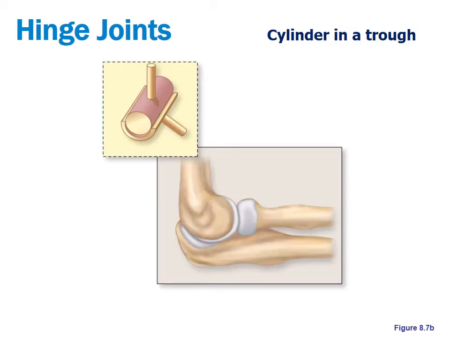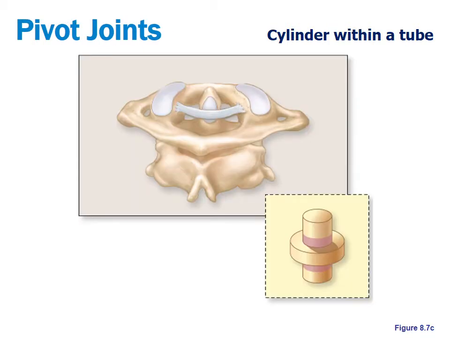Hinge joints perform extension and flexion. Here we see the elbow. Notice the cylinder in a trough shape. Pivot joints perform rotational actions. A cylinder lies within a tubular structure.